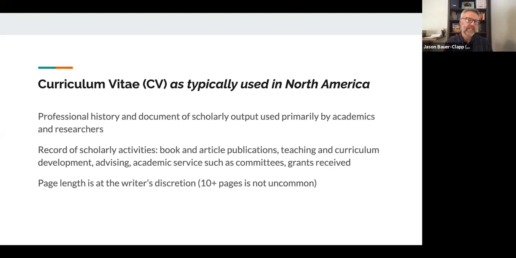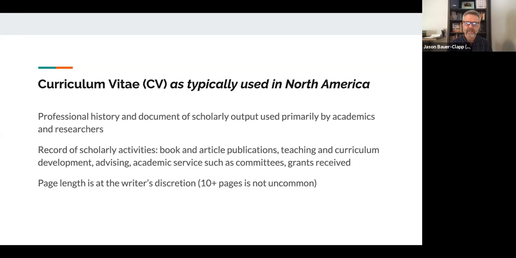Now if we talk about a CV: when students come to me and say, I'm going to apply for this position, I need a CV, often my first question is, first of all, where are we talking about? Because that gives us context. Typically in the US and Canada, when we say CV, we are talking about the academic scholarly document, a professional history, a record of scholarly output used by faculty, academics, and researchers. This is the typical use of the term here in the US and in Canada. So publications, teaching, advising, service work, grants, this type of stuff.